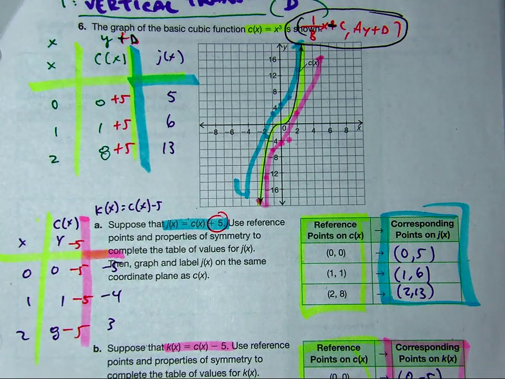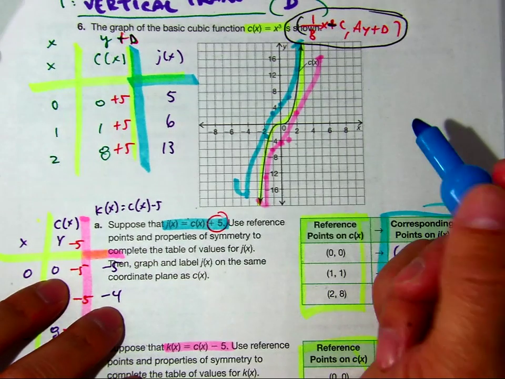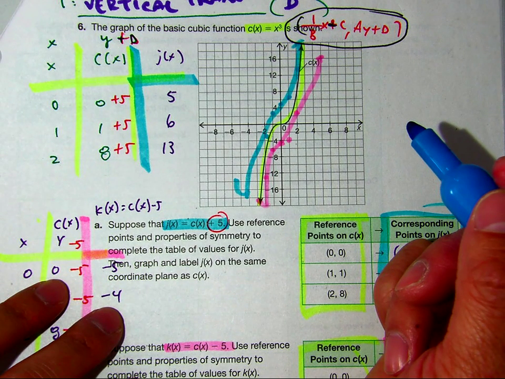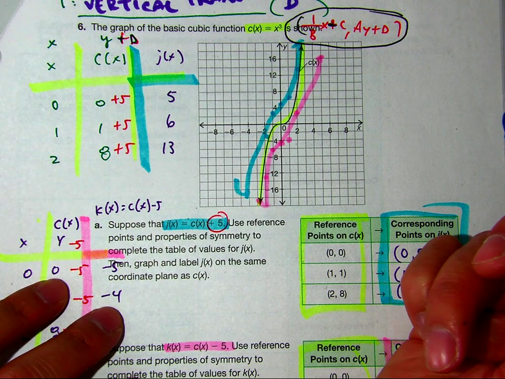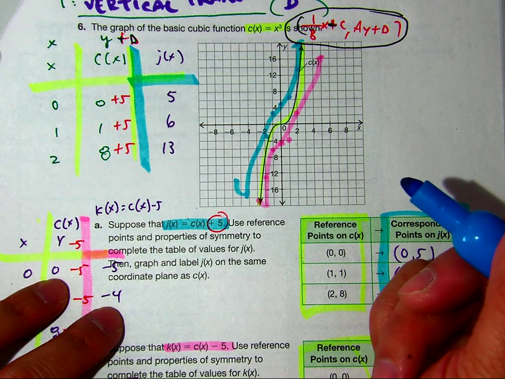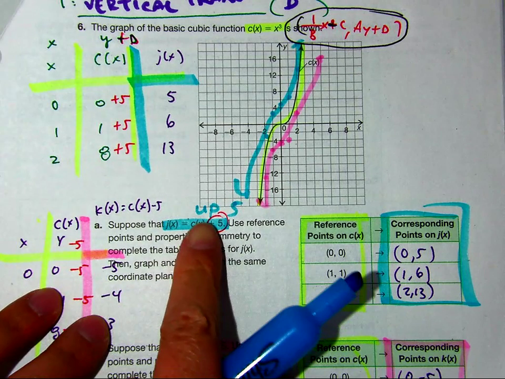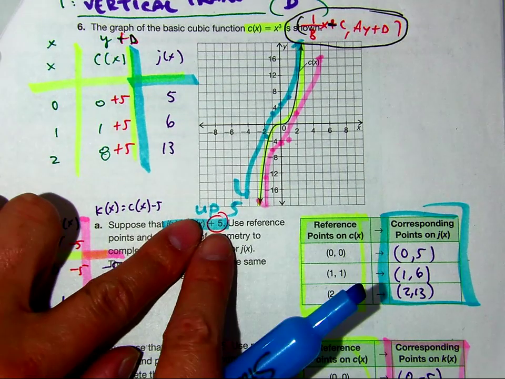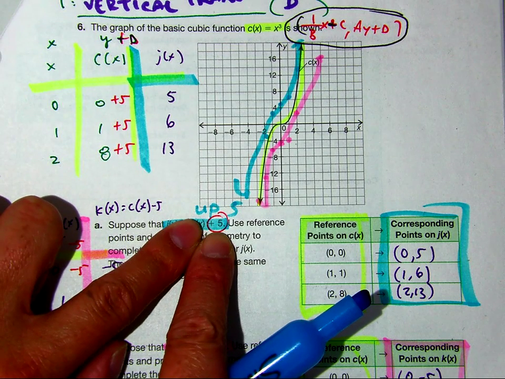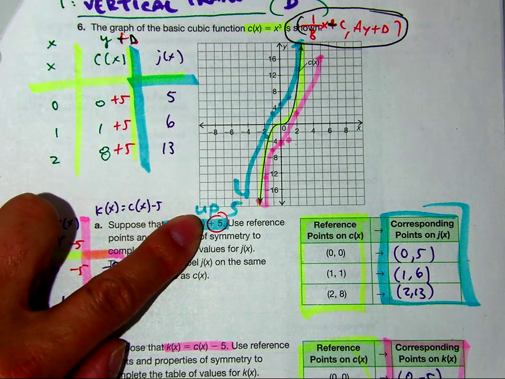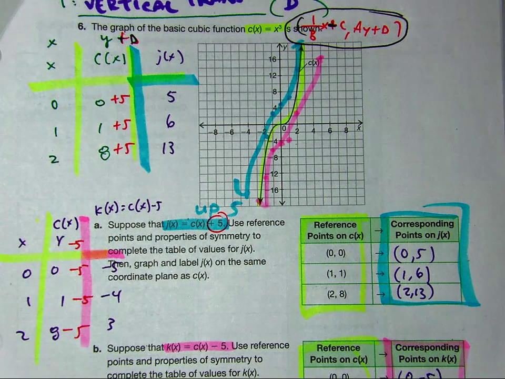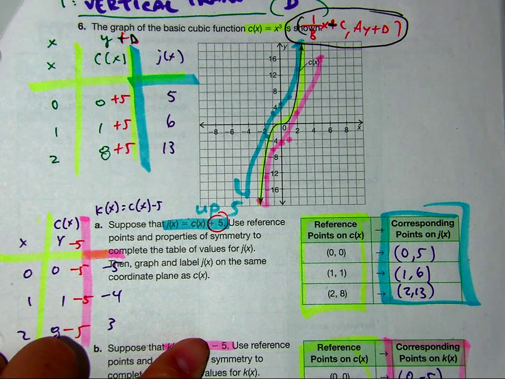So class, what happened to our blue graph from the yellow? Did it go up, down, left, right, shrink, flip? It went up 5. Up 5. That's my silly phrase: add to y, go high. Do you see what I'm doing? I'm covering up. And this one, pink, is going which direction? Down 5 units.